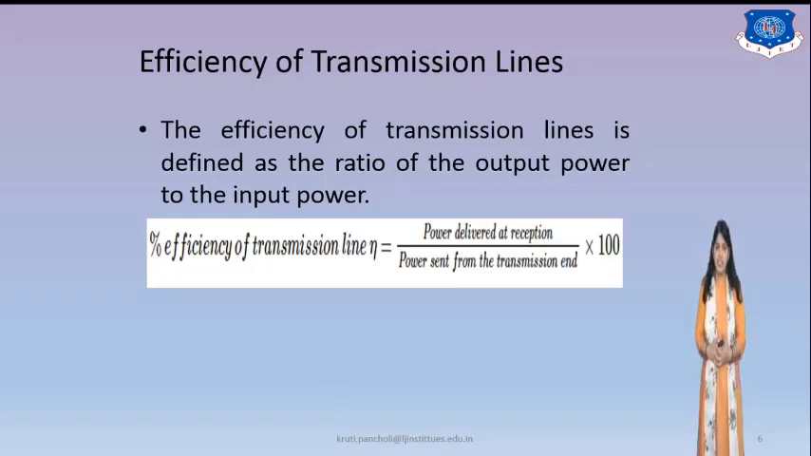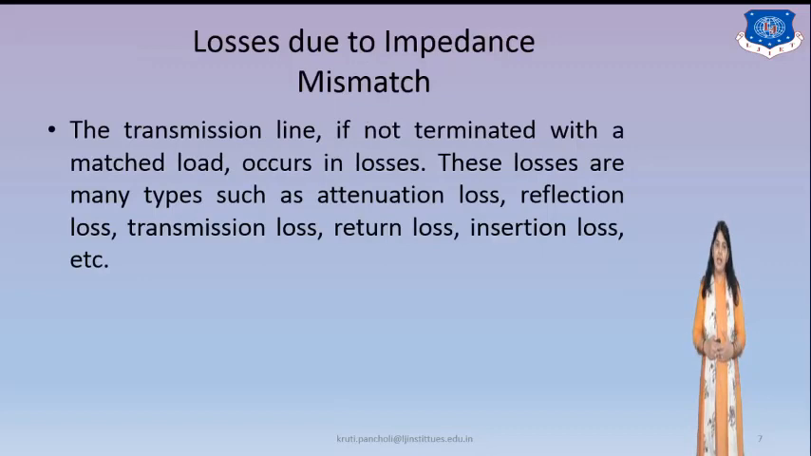Efficiency of transmission line. The efficiency of a transmission line is defined as the ratio of the output power to input power. So the percentage efficiency of the transmission line, denoted by eta, is the power delivered at the reception to the power sent from the transmission end, multiplied by 100.